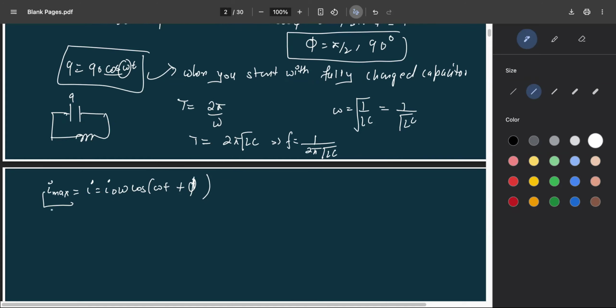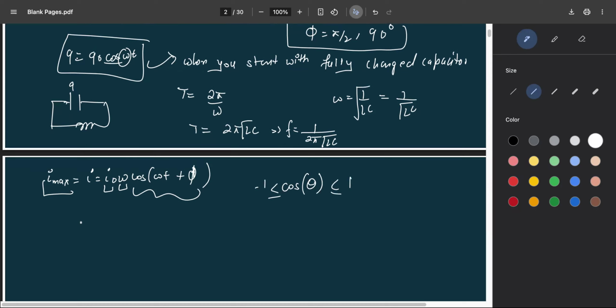You know that I want I max. This is a constant, this is also constant. What is variable is this part: the maximum value of cos theta is less than or equal to 1. So you know that I max is equal to I naught times omega.